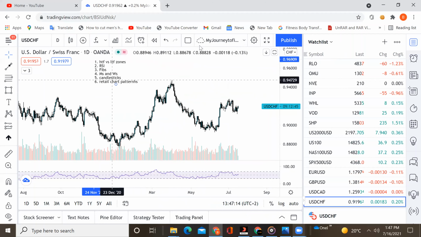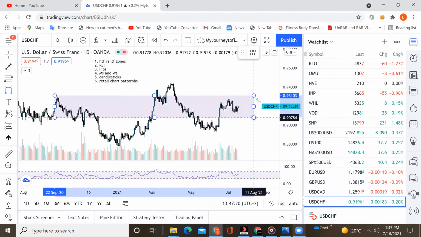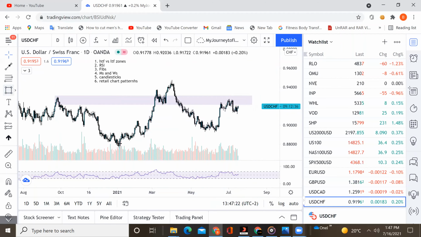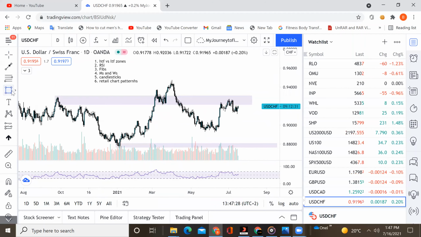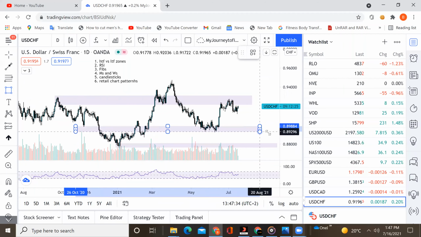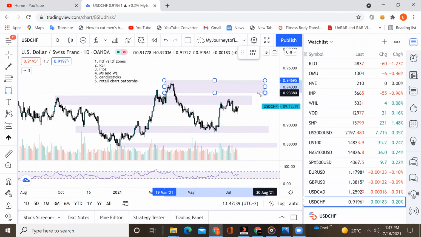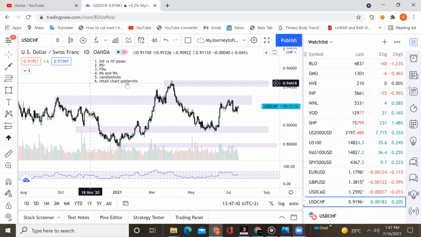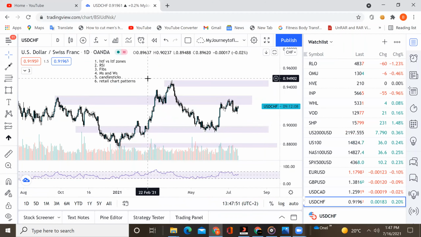So essentially what we first want to do is mark the higher time frame zones. Just by looking at this chart, I can see that this is a strong key zone. I can see that this is a strong key zone. I can see that this is a strong key zone. So let me just change that spelling right there. Okay, so we've got one done. We have our higher time frame versus lower time frame zones.